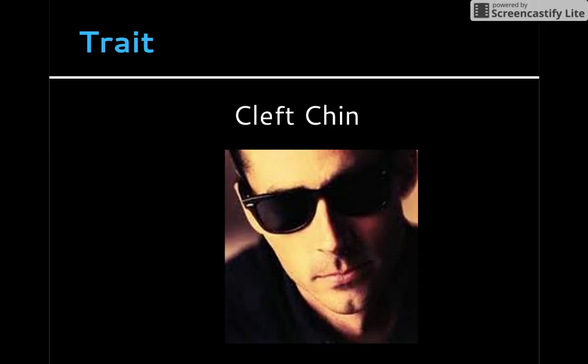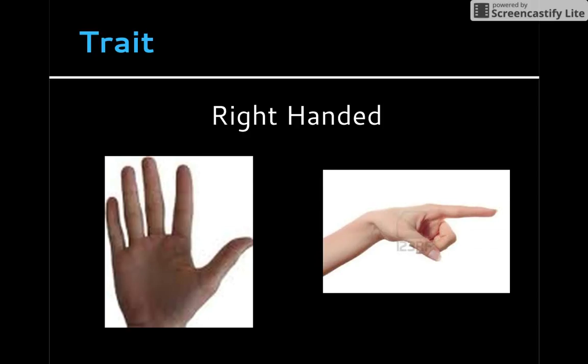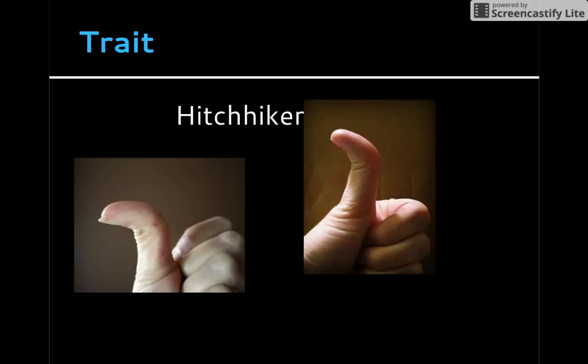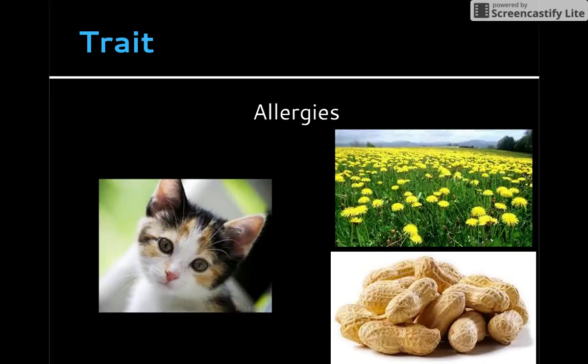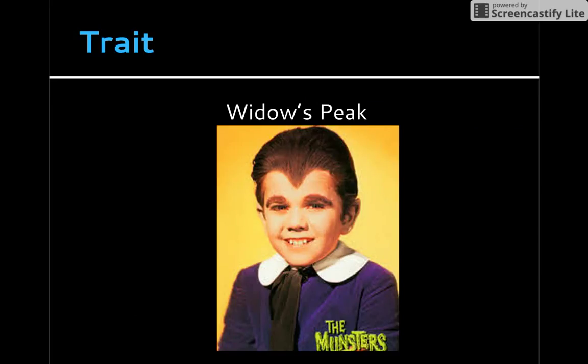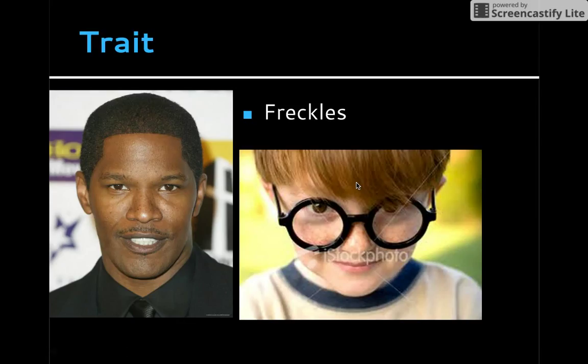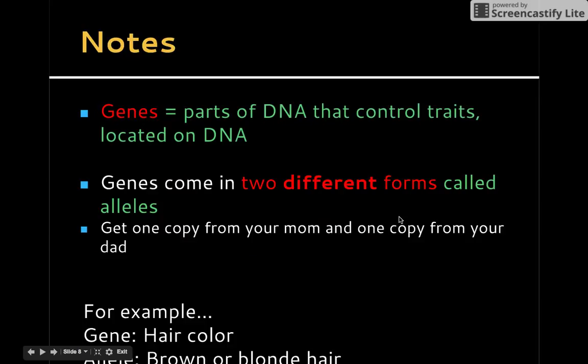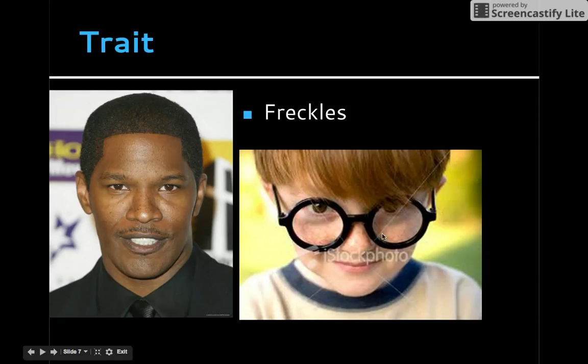Traits are everything that makes you you. Your characteristics, your hair color, whether or not you have a cleft chin or a butt chin. What hand you use, if you're right-handed or left-handed. A weird hitchhiker's thumb. Allergies, and a widow's peak, like Willie Munster, where it comes in like it's a V, comes back out. Or whether or not you have freckles, like this little redheaded boy or Jamie Foxx. Those are all traits. These are all the things that make you you.